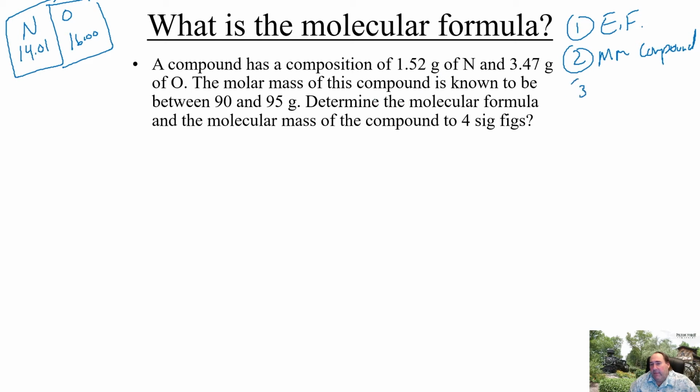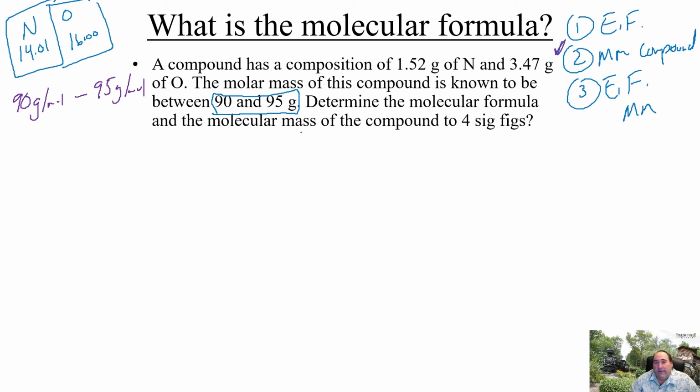And you need the empirical formula and the molar mass. So you have none of these except for number 2, which is, in this case, a range of numbers. So take a few moments and see what you come up with on this particular problem. Okay, so we've got a couple of things going on here. As I mentioned before, we have the molar mass of the compound. We actually have a range here, somewhere between 90 grams per mole to 95 grams per mole. So that's one of the things we need.